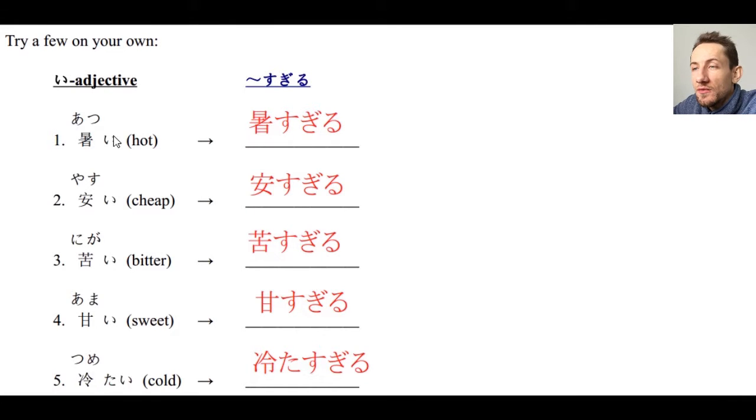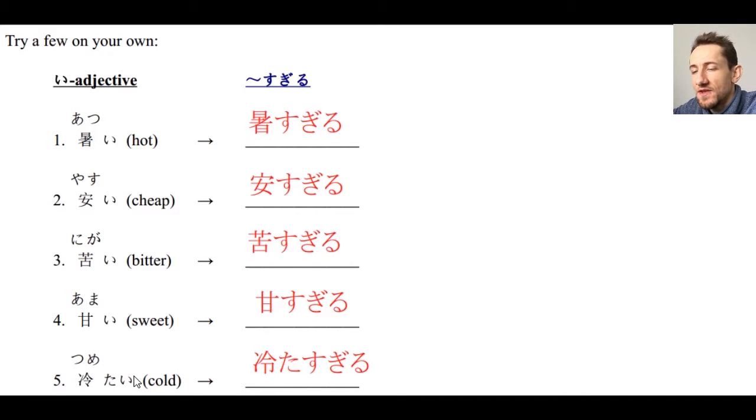All right, so number 1, we have 暑い. We got 暑すぎる, too hot. Number 2, 安い. 安すぎる, too cheap, which not too many people probably have ever said. Number 3, 苦い, 苦すぎる, too bitter. Number 4, 甘い, 甘すぎる, too sweet. And number 5, 冷たい, 冷たすぎる, too cold.